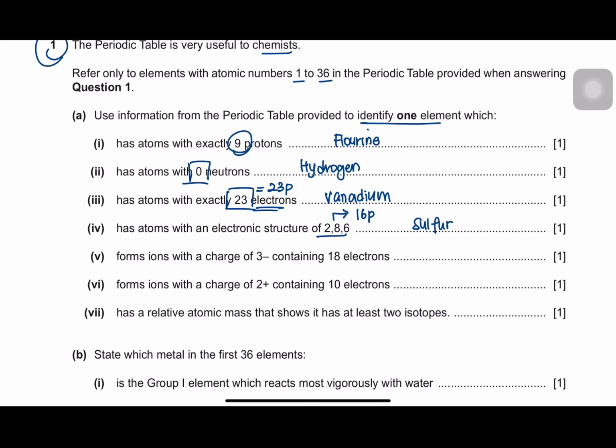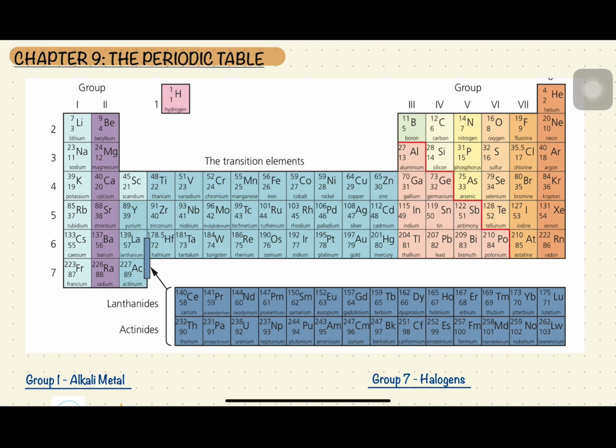Question 5 forms ions with a charge of 3 negative containing 18 electrons. Now, if the charge is negative, it means that it has received 3 electrons. If it has received 3 electrons to become 2.8.8, it means that previously it was 2.8.5. 2.8.5 gives us 15 electrons, or in other words, 15 protons. 15 protons means it is phosphorus.